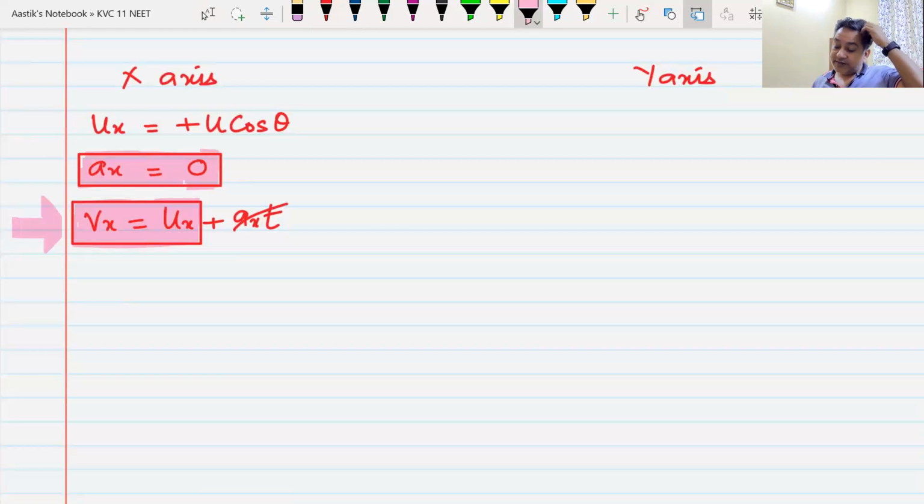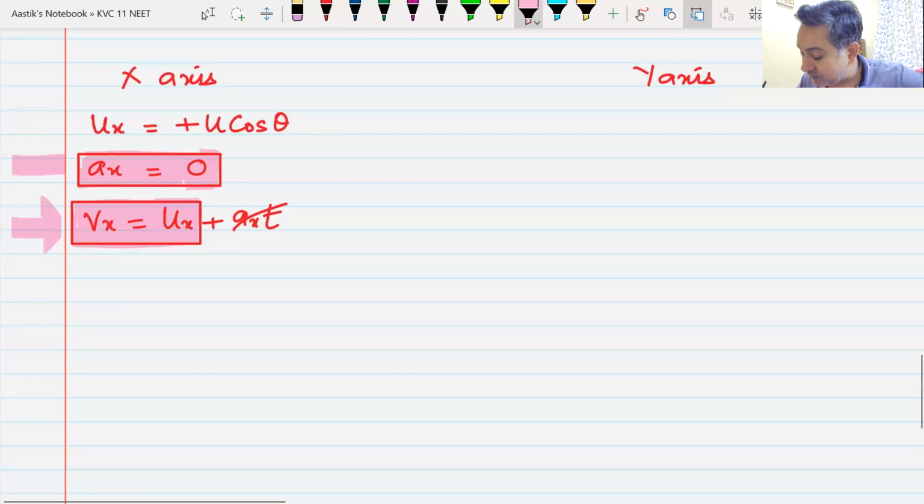Velocity along x never changes. It always remains same. Why does it remain same? Because acceleration along x-axis is 0. Do we understand this?